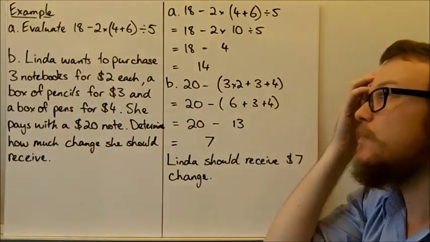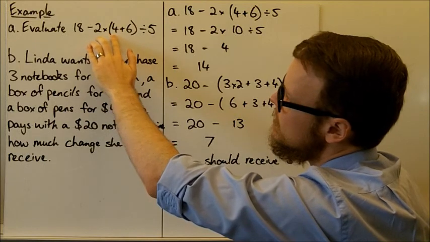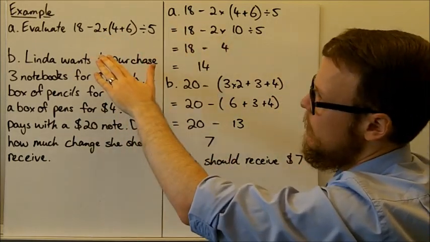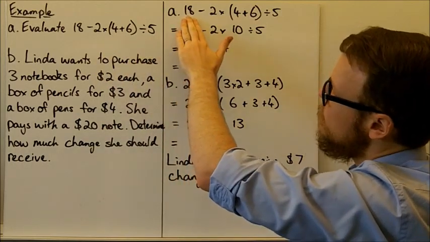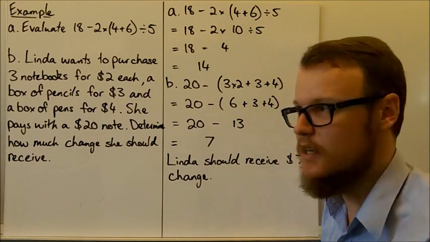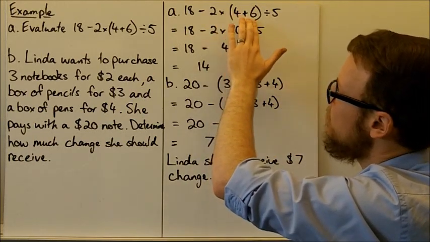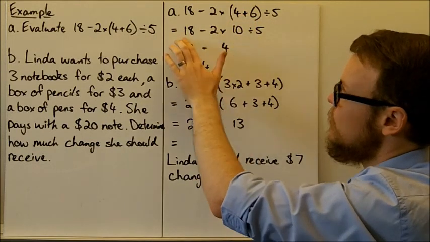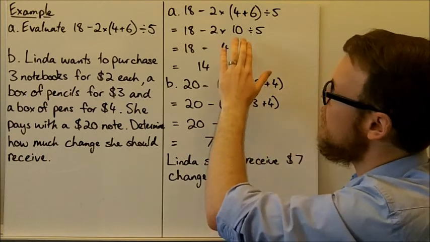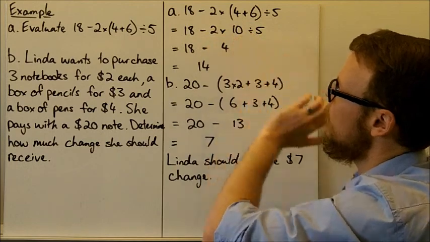Let's look at a few examples now. Firstly, we're being asked to evaluate this expression, this mathematical number sentence. We write down our full number sentence and have a look for our hierarchy. Do we see any brackets? Yes, we've got our brackets here. Let's evaluate that part. 4 plus 6 is 10. So we write out a number sentence and just replace the 4 plus 6 in brackets with 10. So instead of 2 times 4 plus 6, we've got 2 times 10 divided by 5.